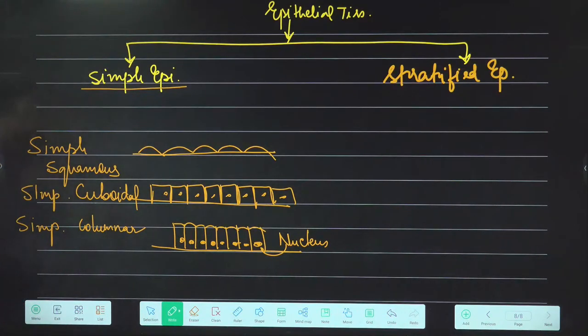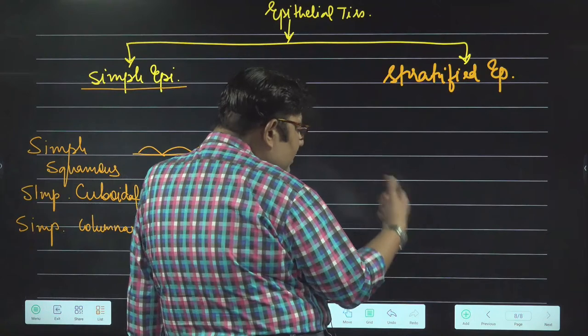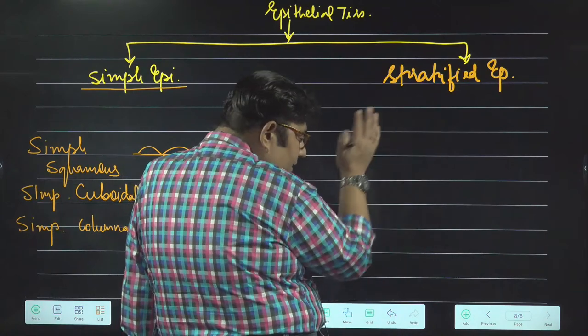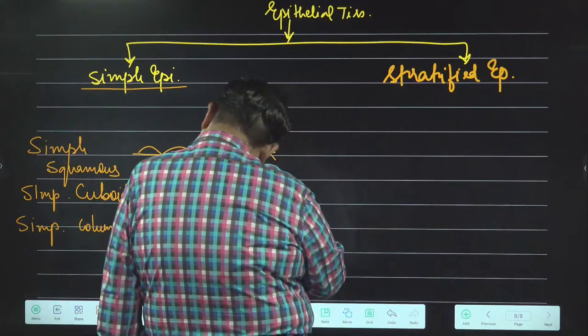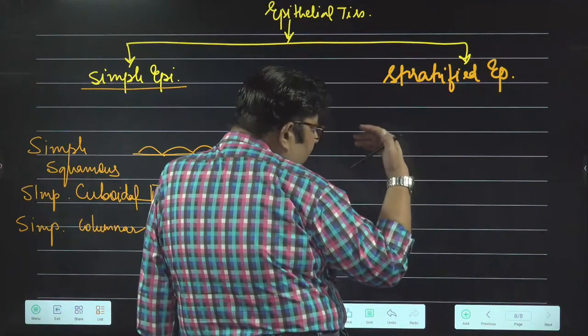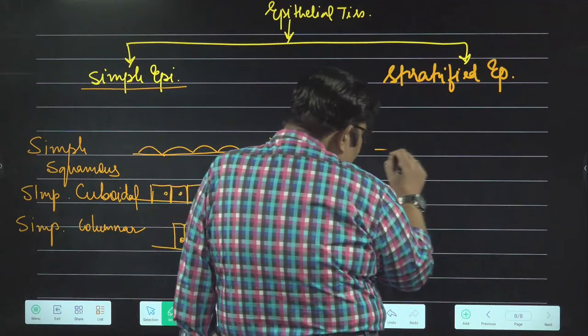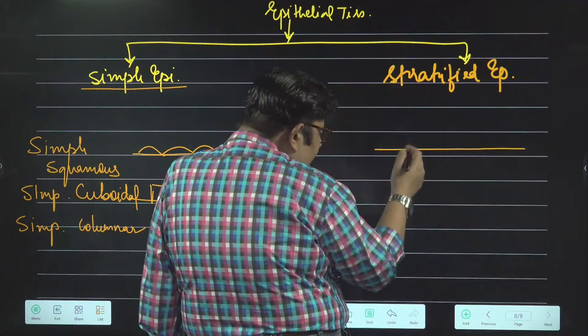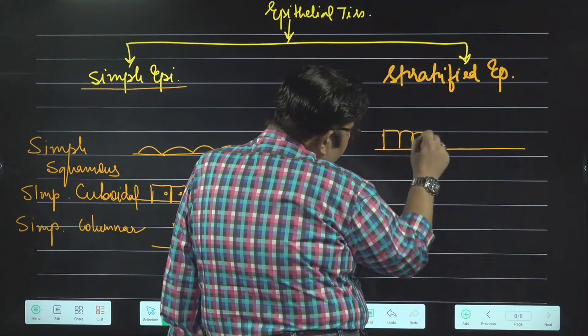So these are the common types of cells: simple squamous, simple cuboidal, and simple columnar. In the same way, we can classify the stratified epithelium also as stratified squamous, stratified cuboidal, and stratified columnar. But generally, stratified epithelium in the body extensively, you will find the stratified squamous. So skin, as I told you, skin is stratified squamous. So let me show you the skin.